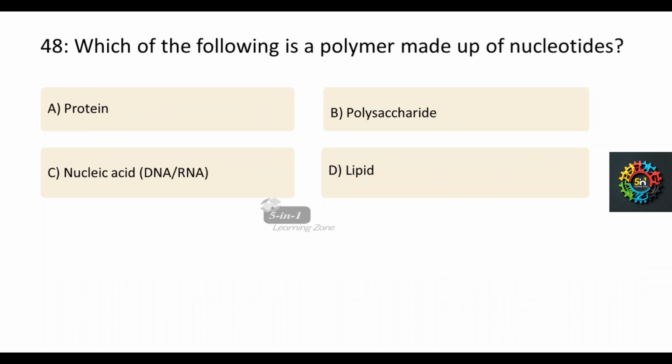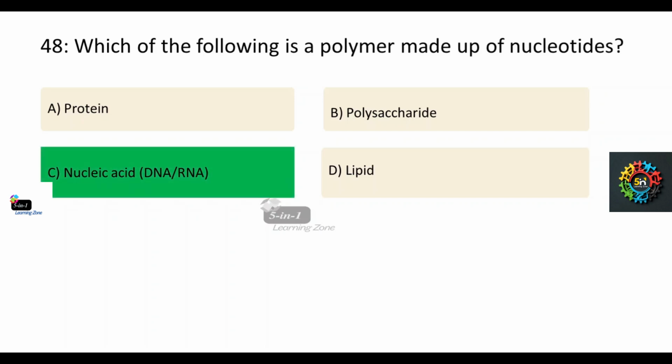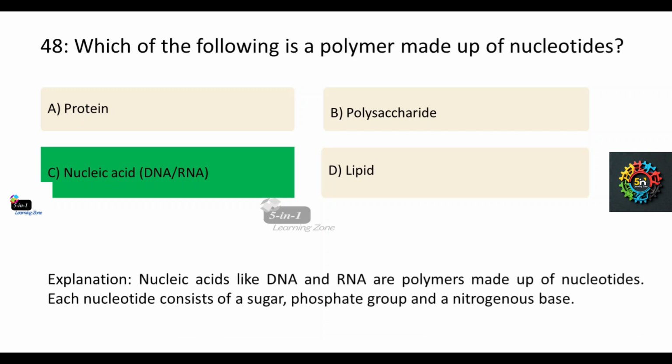48. Which of the following is a polymer made up of nucleotides? Answer: C. Nucleic acid, DNA, RNA. Explanation: nucleic acids like DNA and RNA are polymers made up of nucleotides. Each nucleotide consists of a sugar, phosphate group, and a nitrogenous base.